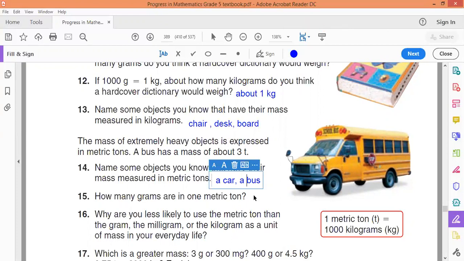We can say 1 metric ton is about 1,000 kilograms. So a car, its weight is about 1,000 kilograms, or a metric ton. And also a bus. And a mountain. Okay, next one. Teacher, here write a bus.